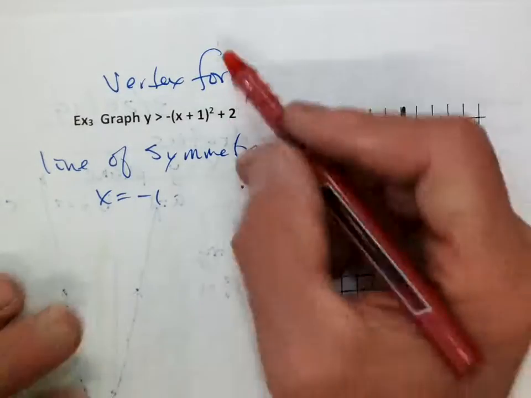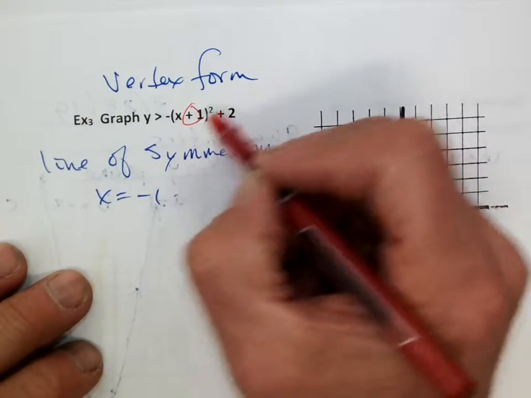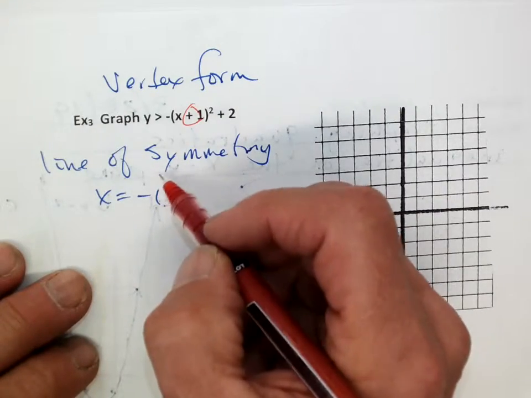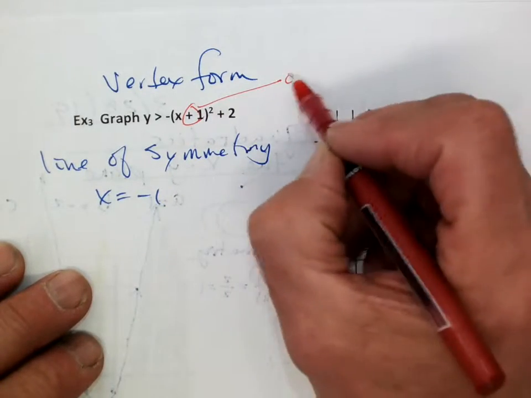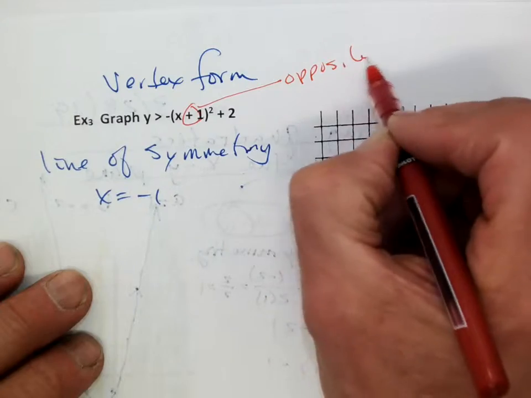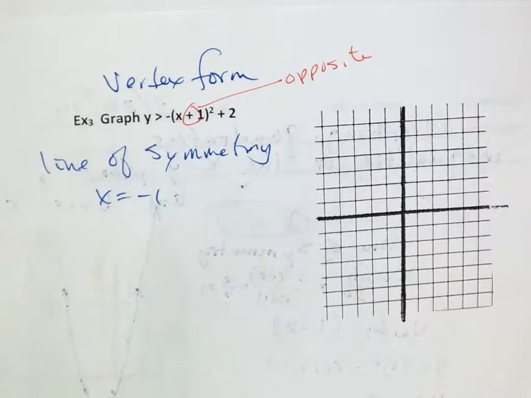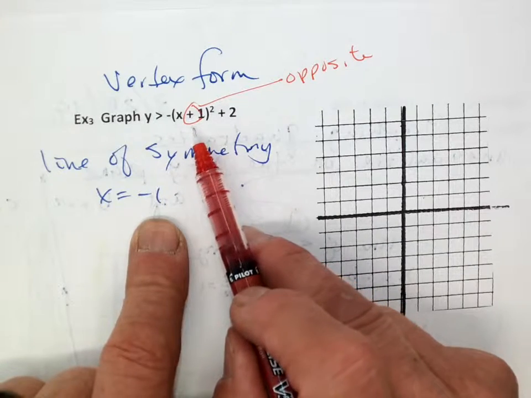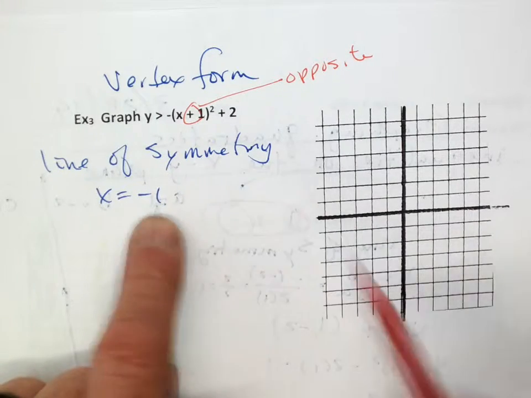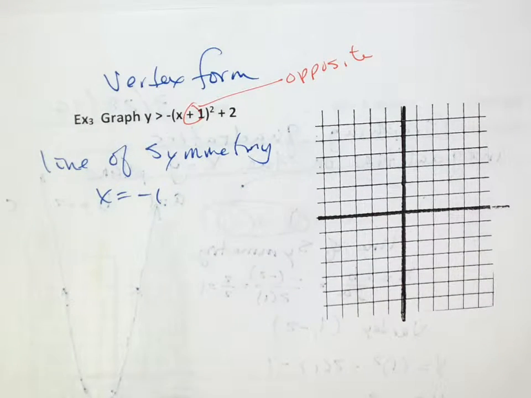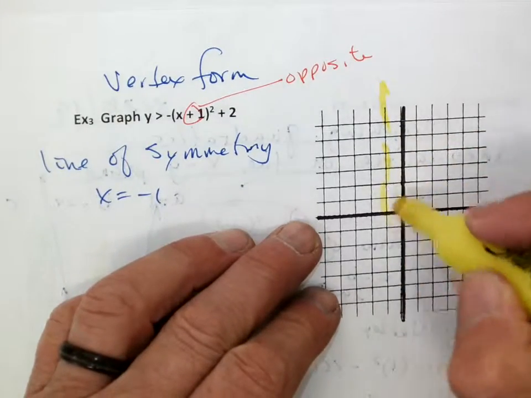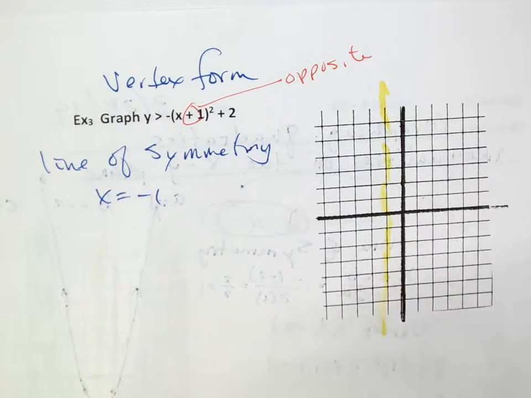Why can't you multiply the x and the 1 by the negative? You can't bring it in, because you have to square it first. Does that make sense, Derek? So remember, it's got to be the opposite of the inside. Remember the silly little dance I do? So I know it's not positive 1, but negative 1. So my line of symmetry is right here at negative 1.